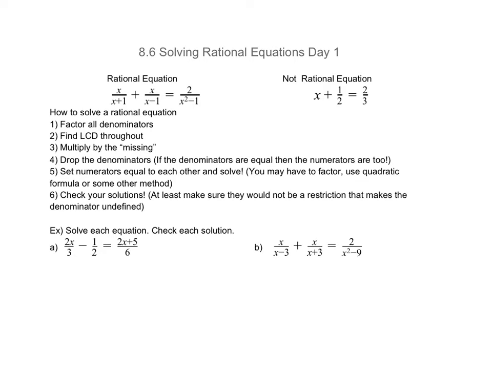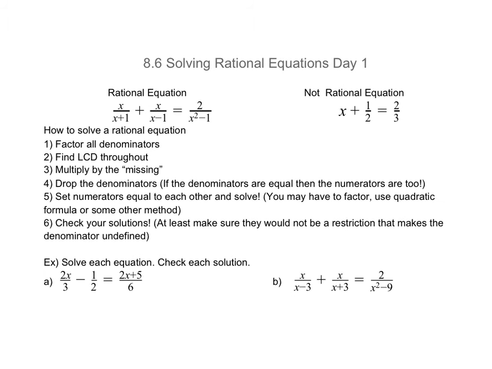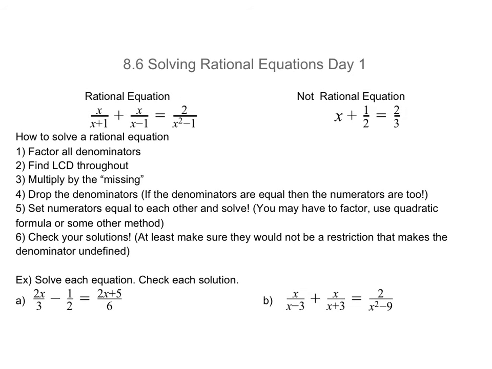All right, so let's start talking about 8.6 day 1, and we're going to be talking about solving a rational equation. So a rational equation is as follows. Whenever you have a binomial, or let's just say polynomial with more than one term in the denominator. So this is a rational equation. This is not a rational equation, it's just a regular old equation, right?